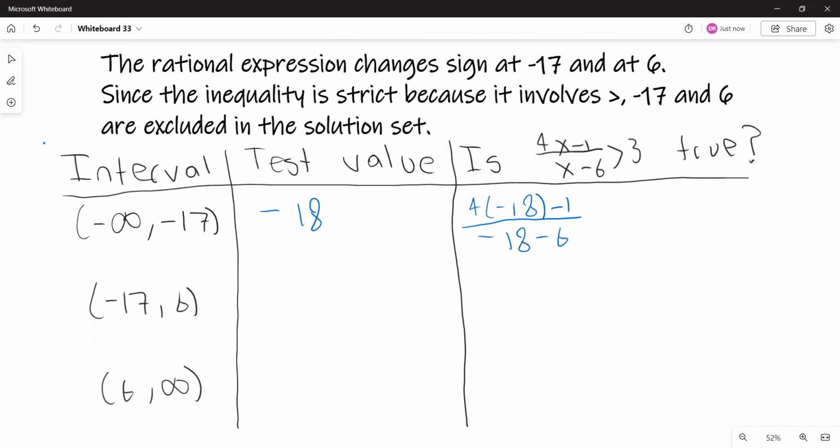Okay, so this is going to be 4 times -18. That's -72. -72 minus 1 is -73, over -24. That one is going to be 73 over 24. So a calculator check will confirm that this is greater than 3. So this is true.